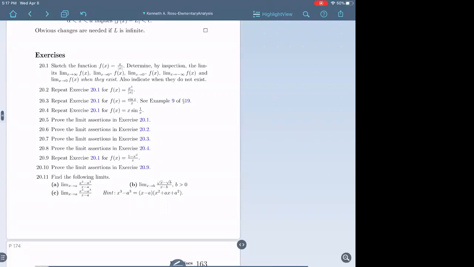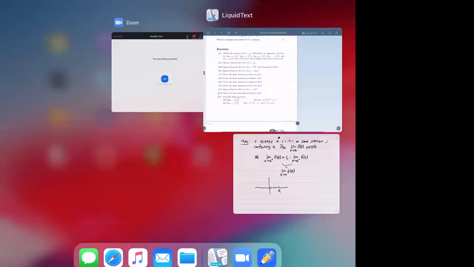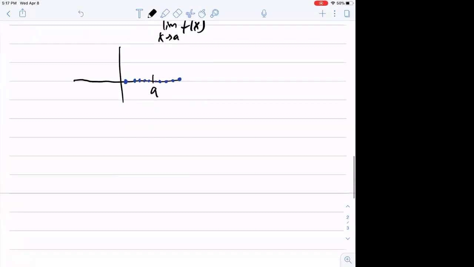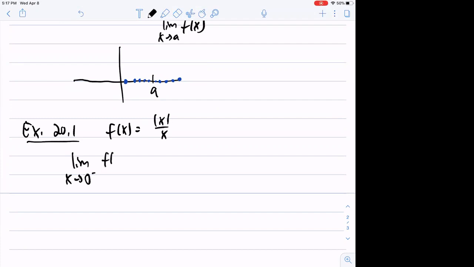So let's calculate the limit at 0 first, since I feel that's the most interesting. Exercise 20.1. f of x is this, right? So we want to calculate the limit as x goes to 0 from the left of f of x. Really quickly, let me just remind you, the absolute value of 1 is 1. The absolute value of -1 is 1, but let me write negative of -1.